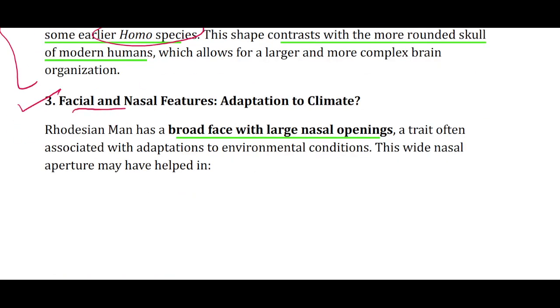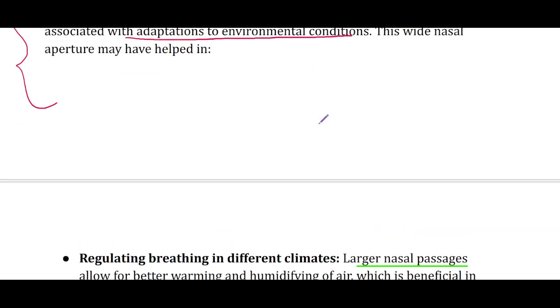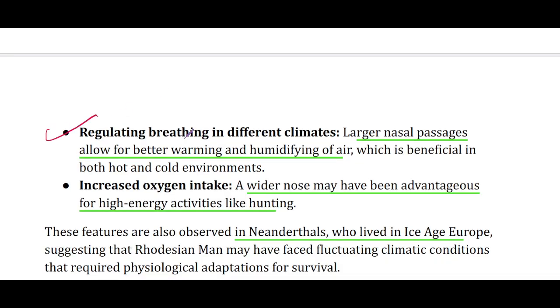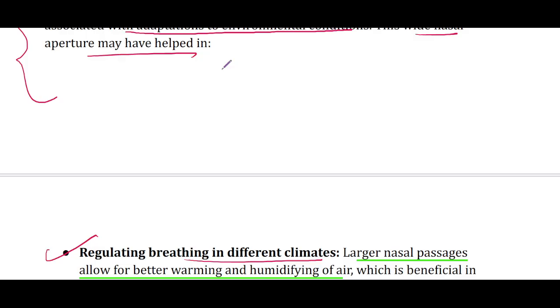Now, facial features and nasal features. So, Rhodesian man had a broad face with large nasal openings, a trait that is often associated with adaptation to environmental conditions. A wide nasal aperture may have helped in regulating breathing in difficult climates. So, if you... well, I'm not very good at diagrams.